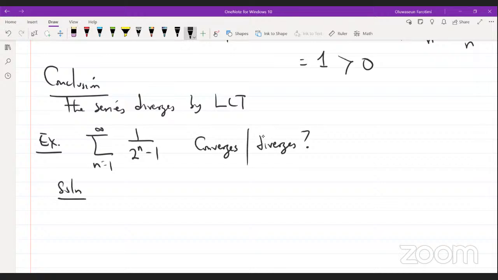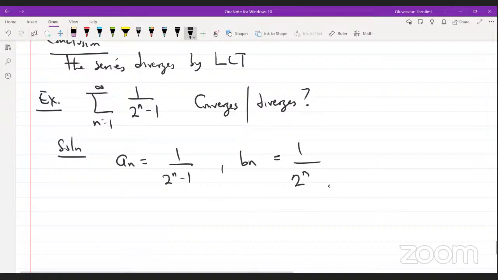Solution. Again, here we're using the LCT, which is the limit comparison test. What is my an? My an is the original guy that is given, okay? I missed a negative 1. How do I find my bn? Take a look at the top. What's the highest guy? Just 1. Take a look at the bottom. What's the highest quantity? 2 to the power of n.